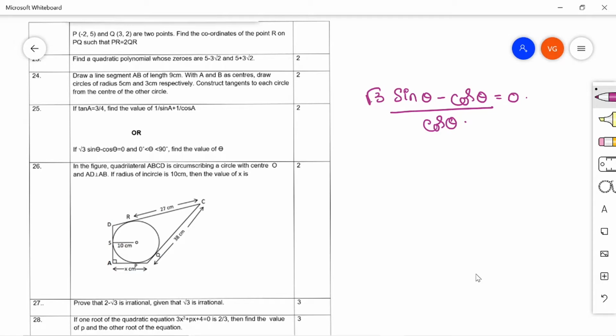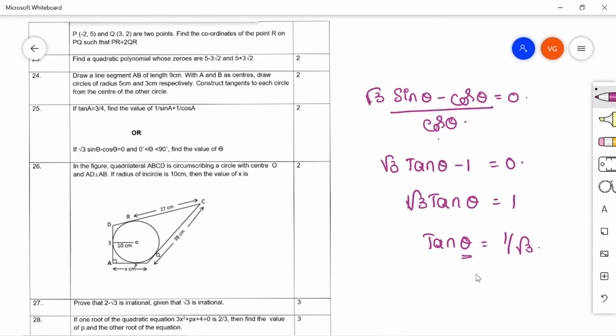So you will get root 3 sin theta by cos theta, which is tan theta, minus 1 is equal to 0. So root 3 tan theta is equal to 1. Then tan theta will be 1 by root 3. So for what value of theta will tan theta be 1 by root 3? It's 30 degrees. So theta value is 30 degrees.